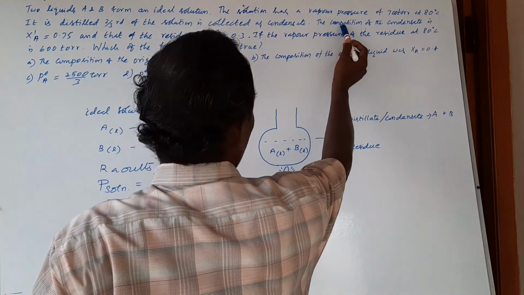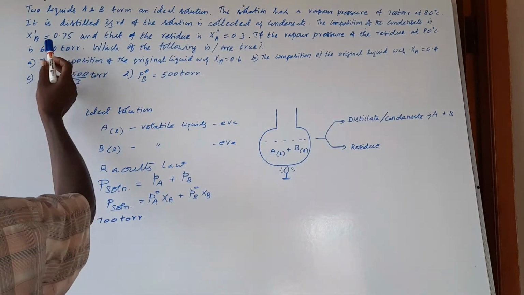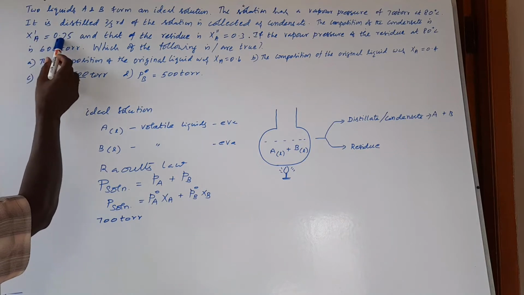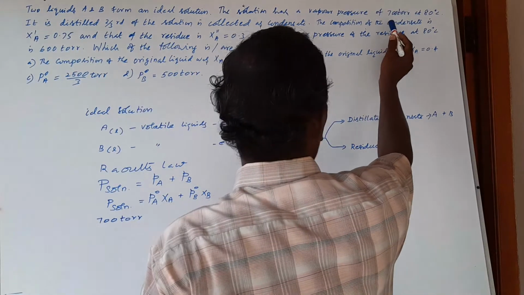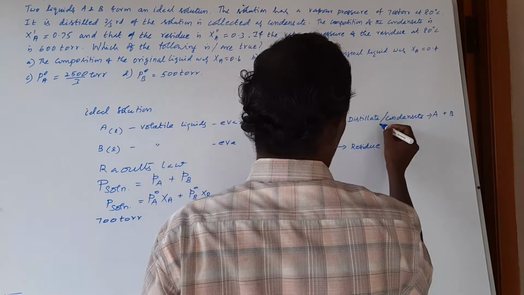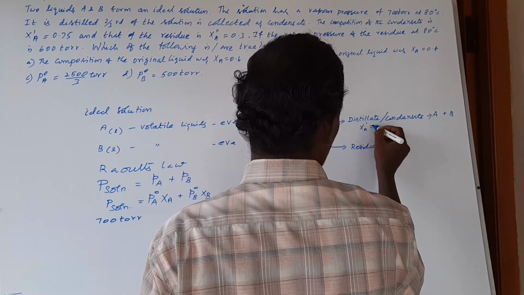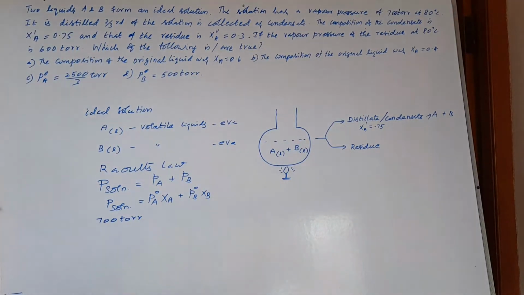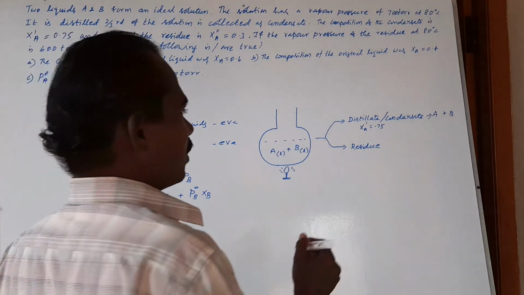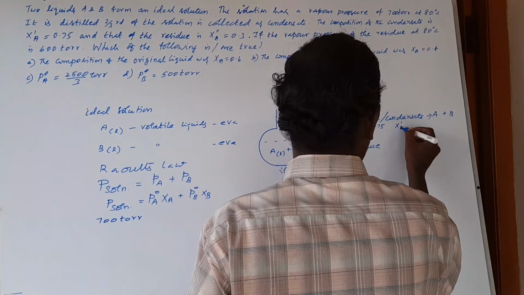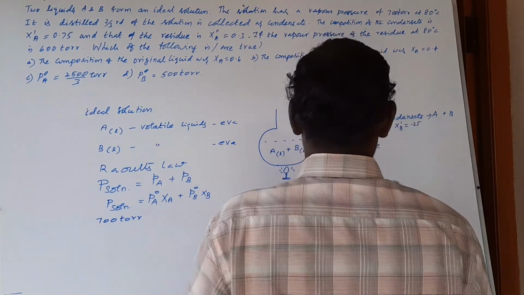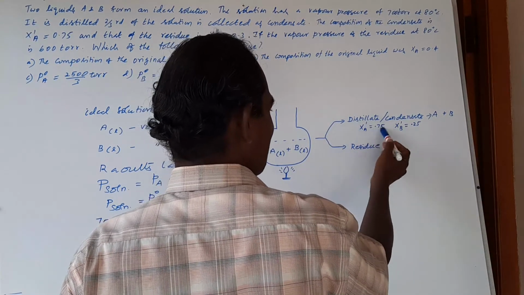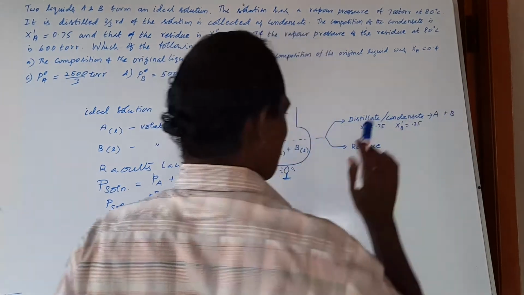Here the given composition of condensate is mole fraction of A equal to 0.75. Mole fraction of A in the condensate is 0.75, which means B is also present. Therefore, what is the amount of B? That is equal to 0.25 because sum of the mole fractions is equal to 1. This value indicates that the distillate contains A as well as B.